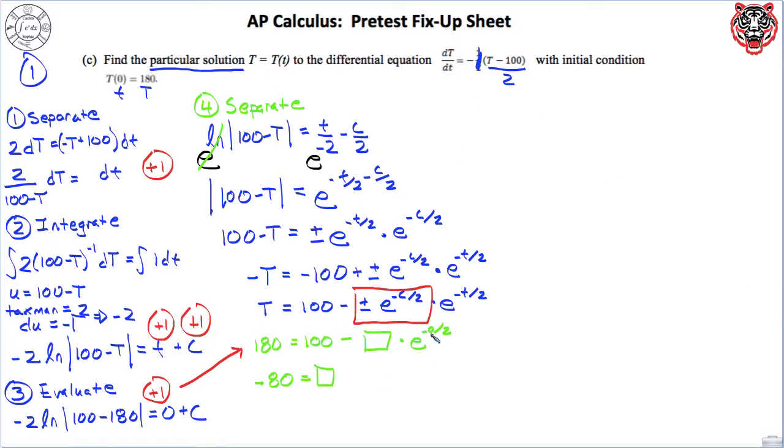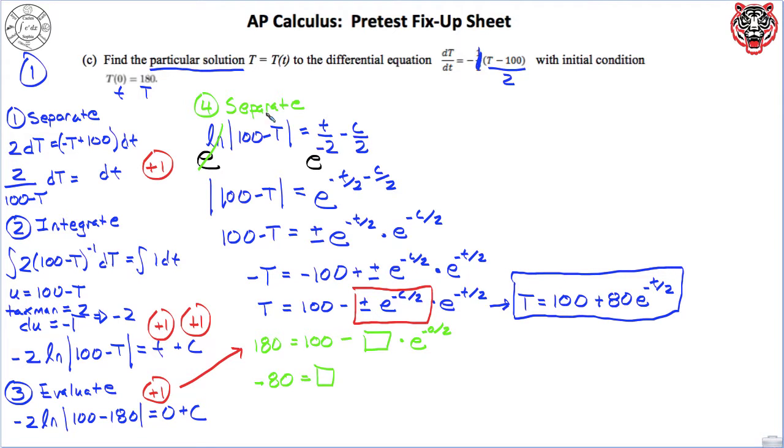So now that I have this, I can plug this negative 80 in for this box. So this now turns into t is equal to 100, and then this is going to be minus whatever this box was, negative 80. So it's going to be plus 80 now, plus 80, and then times e to the negative t over 2. And there is our final answer. And we don't have any domain restrictions on this one.